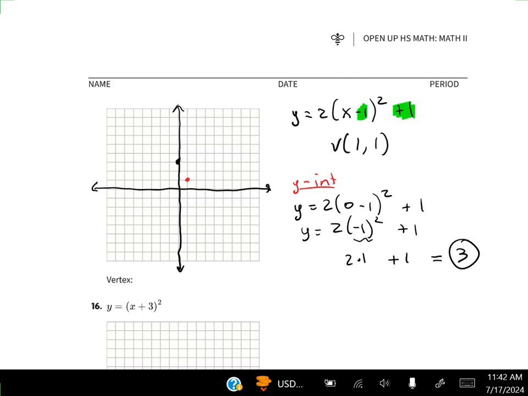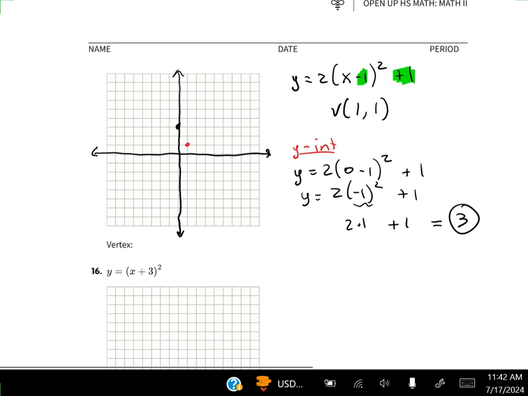There's going to be a point symmetric to the y-intercept, and I will write this as PS, point symmetric. I didn't do this in the previous problem, but it's pretty good to have at least an idea of where some of your points are coming from. So the point symmetric is going to be on the opposite side of the vertex, so we're going to go from (0, 3), and this point is going to be here at (2, 3).